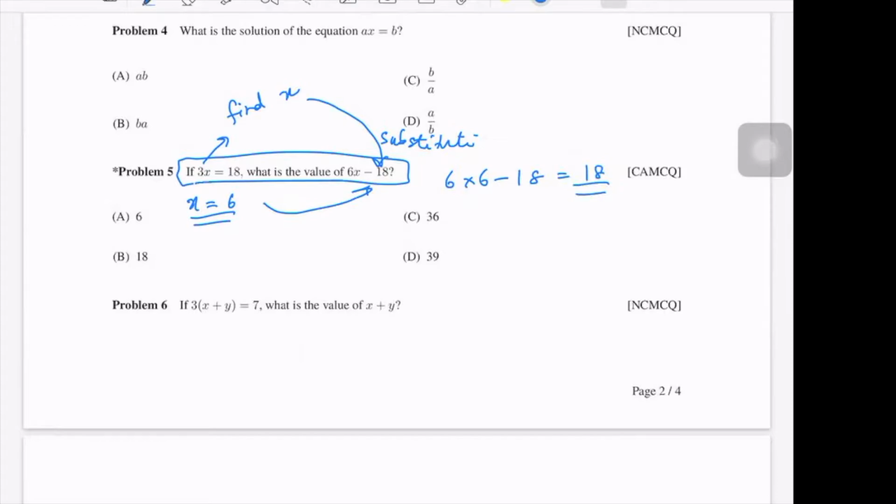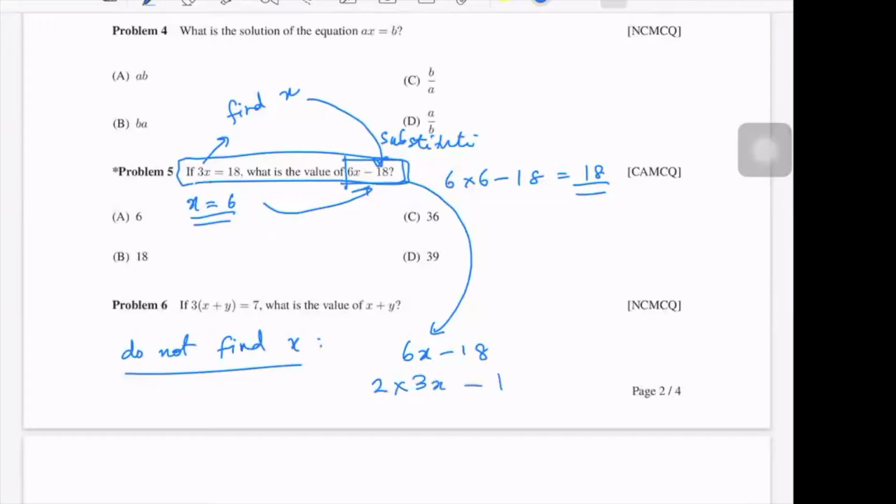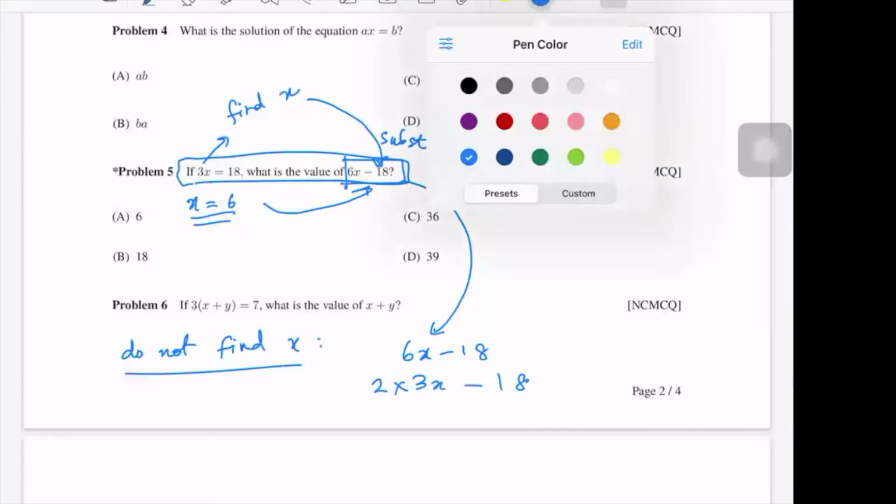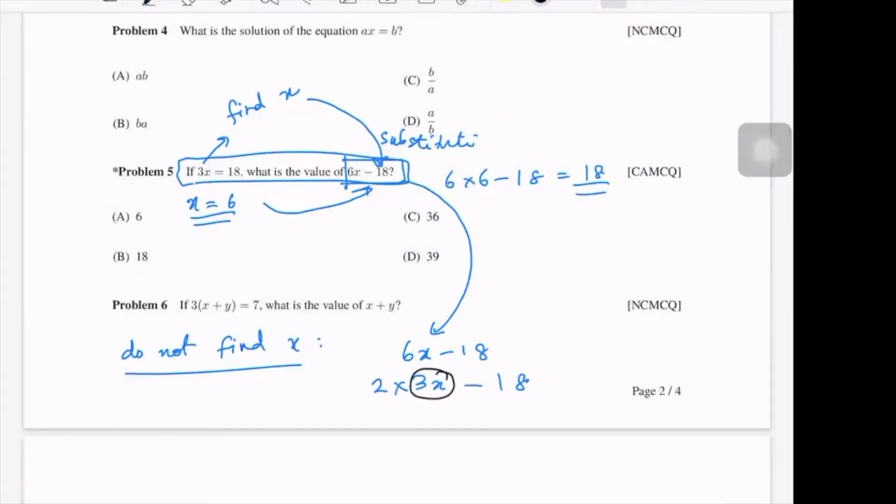The other method is without actually finding x. Do not find x. Instead, rewrite the required expression. 6x minus 18 can be rewritten as 2 into 3x minus 18. So now this 3x can be replaced with 18. So the answer is 36 minus 18.